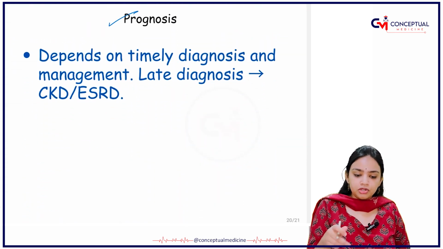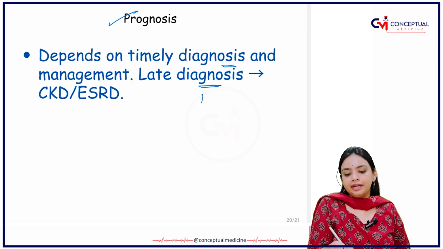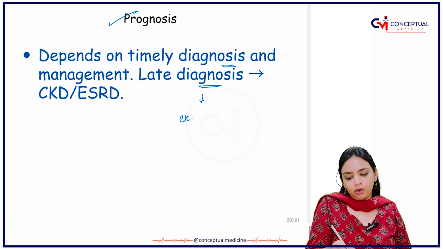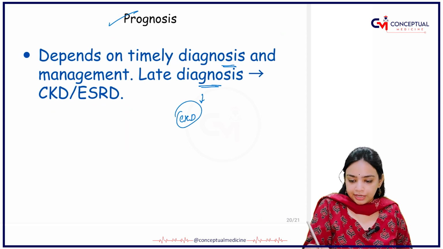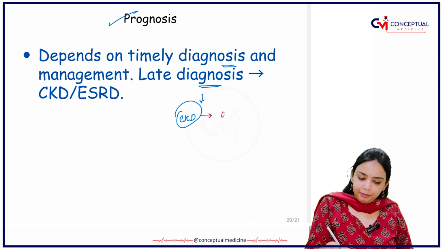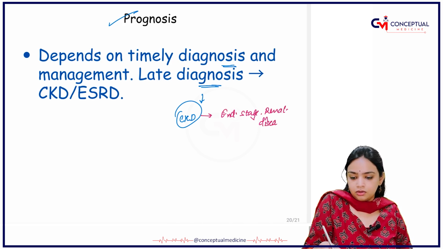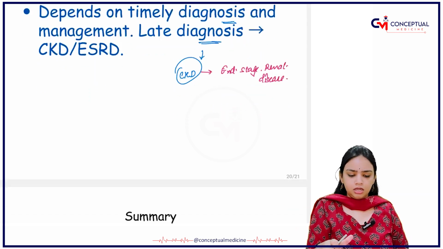So what is the prognosis? Prognosis mainly depends on the diagnosis. If there is a late diagnosis, it will obviously lead to chronic kidney disease, and if the chronic kidney disease is also not treated, it will end up in end stage renal disease. Okay, so the prognosis is this.